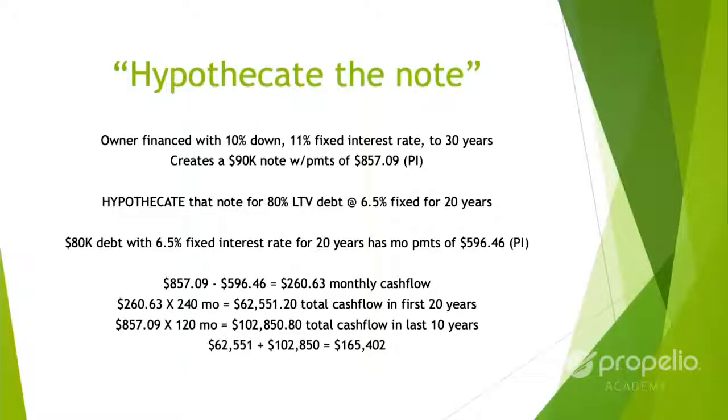I have no problem telling my lenders that I'm collecting an 11% interest rate. They actually like that because then it makes sense. Hey, he's collecting 11% for 30 years. He can pay 6.5% for 20. They want to see how you're going to make the payment. So that's important. Don't be afraid to really open up the book.